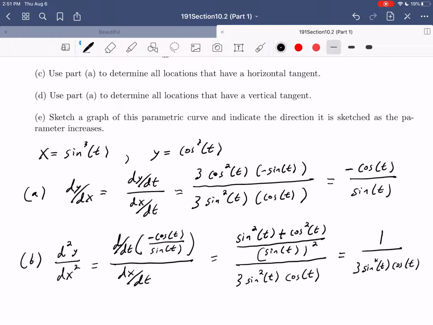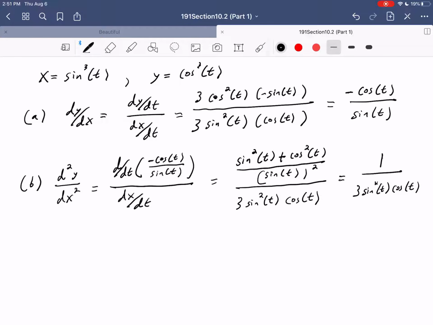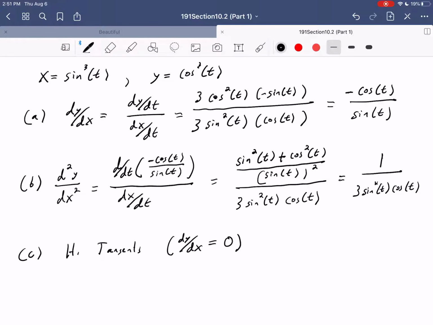All right, let's now use part A specifically to locate all the places that have horizontal tangents. So for part C, we want to know horizontal tangents. What are horizontal tangents? That means moments where our curve has a tangent that is horizontal. In other words, moments where something like this happens, or something like this, or something like this. They're important moments to know about. What causes a horizontal tangent? Well, a horizontal tangent is when the slope is 0. So these are moments when dy/dx is equal to 0.